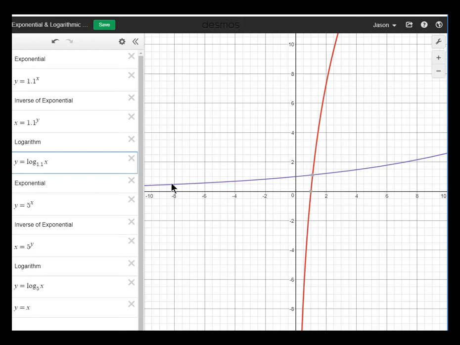I'll remove that. And see, I will show this again. It's the same graph. Same graph. Either written as the inverse of the exponent or typing it in as a logarithm. Okay, so there's the first set.